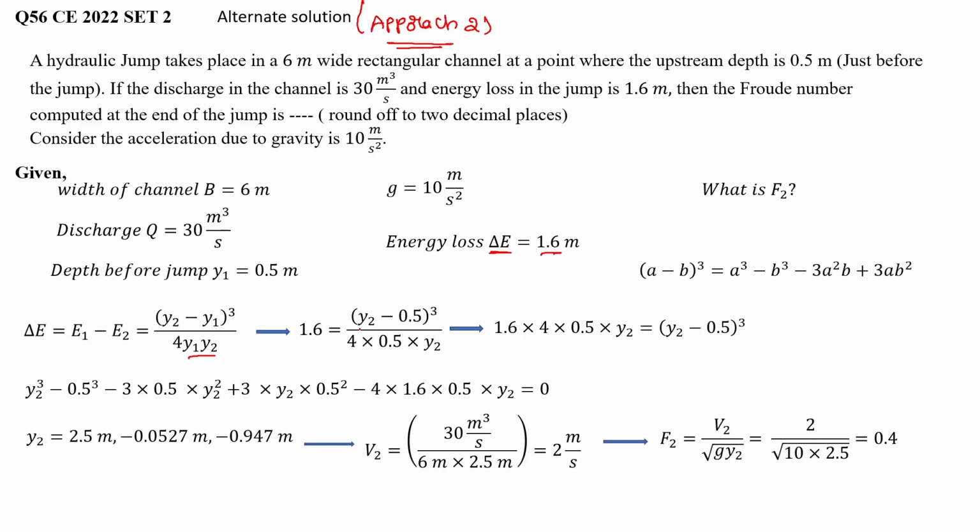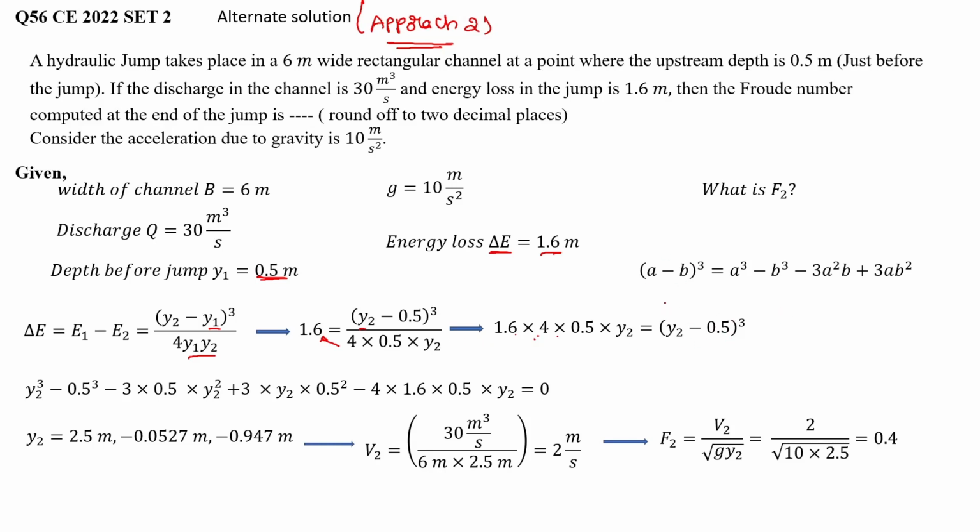This is the given data, and y2 and y1 we know, this is also given in the question, 0.5 meters depth before the jump, so we substitute this equation. 1.6 into 4 into 0.5. So now let's shuffle the terms so you can bring it here. So 1.6 into 4 into 0.5 into y2 is equal to (y2 minus 0.5) cube.